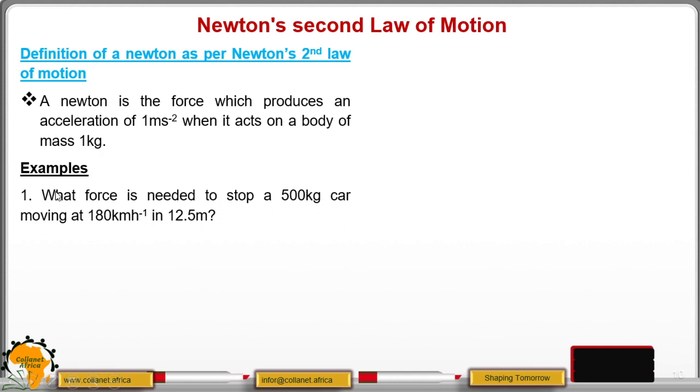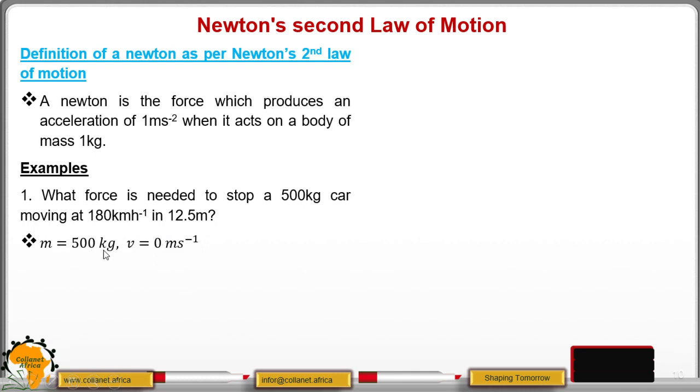We look at several examples. We start with the first one. What force is needed to stop a 500 kg car moving at a velocity of 180 km per hour in 12.5 meters? We proceed as follows.